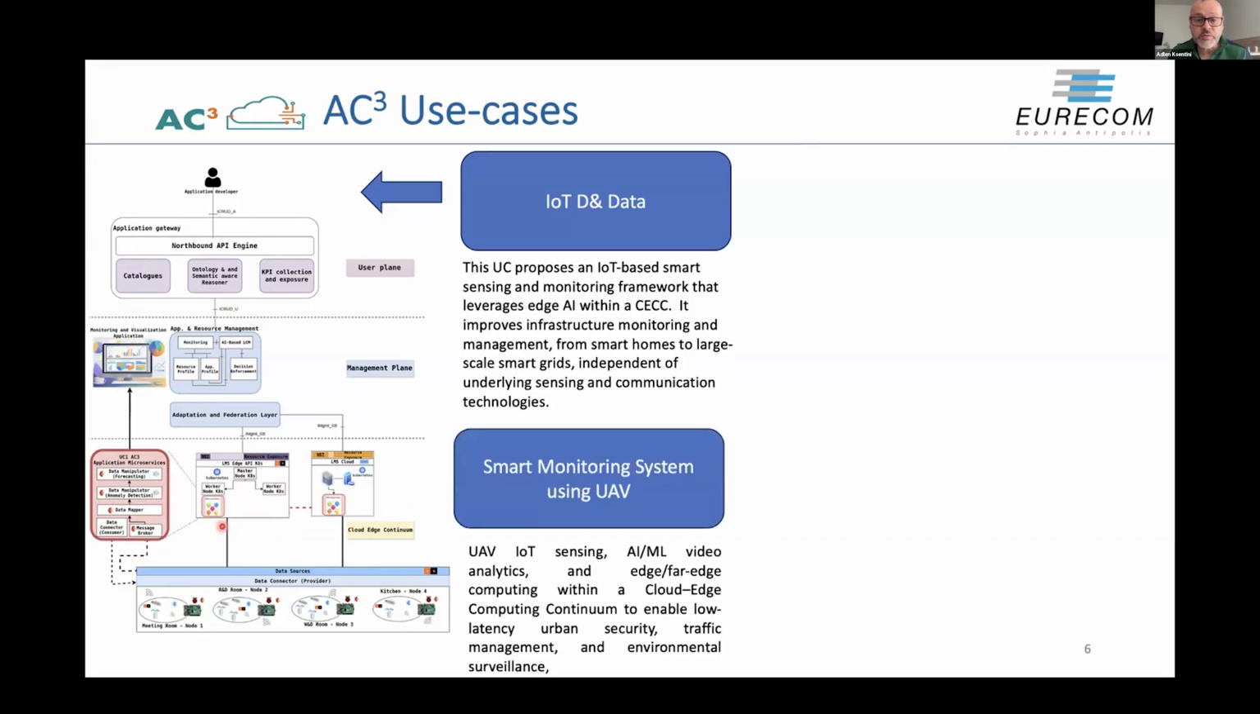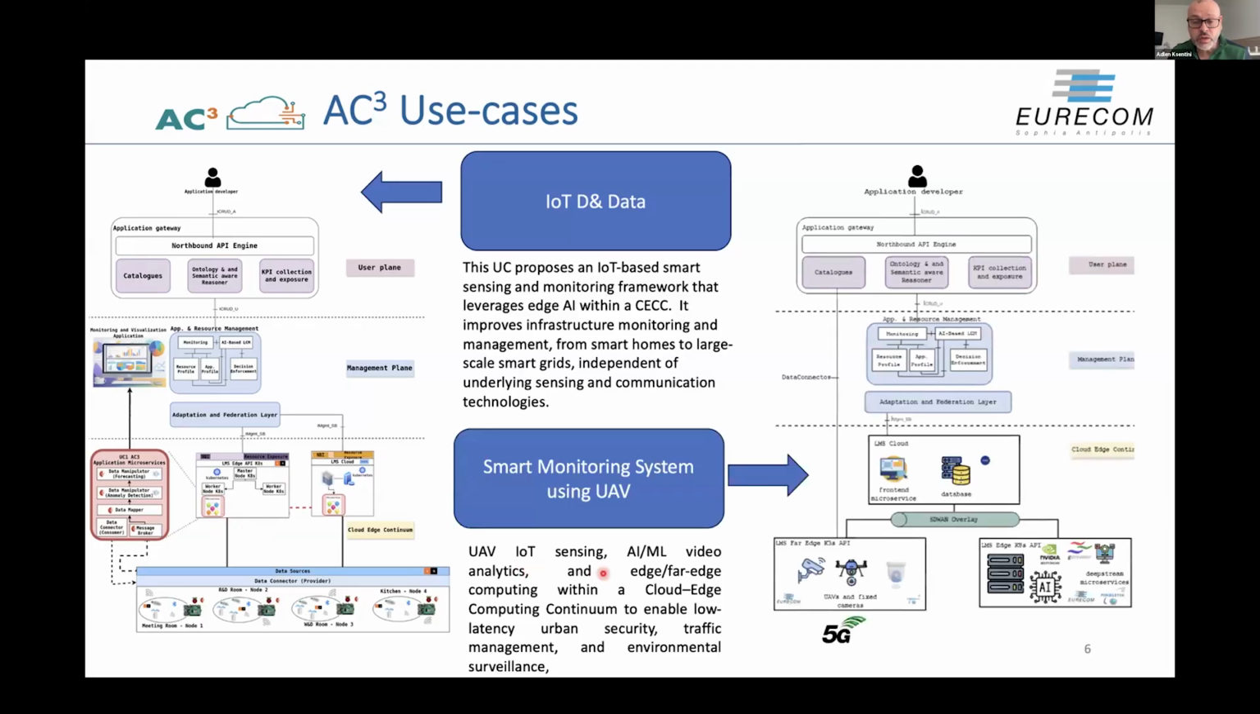The second one is a smart monitoring system using UAV. Here we are using drones in order to supervise an area. And here we are taking advantage of the telco cloud, where the drones are connected through a 5G network, and the drone captures the video, analyzes the video and sends the analysis to an edge node. And this edge node extracts meaningful information and forwards it to the cloud. And the cloud exposes the object detection. Here we are using YOLO. And the cloud node is centralized at Ionos premises.